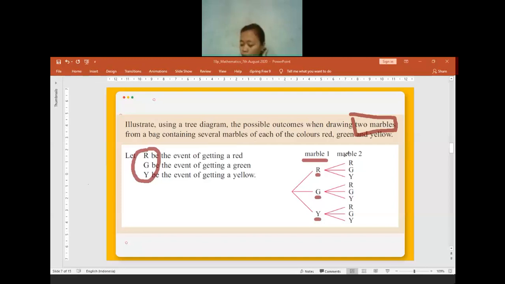Is there anyone having any difficulties or getting confused? Hello? Is there anyone who gets confused? No? Okay, no one asked me anything, so I will assume that most of you already understand. No one texted me through the chat box also. So I will just continue.